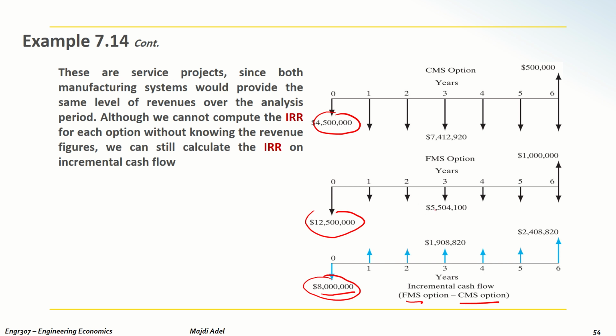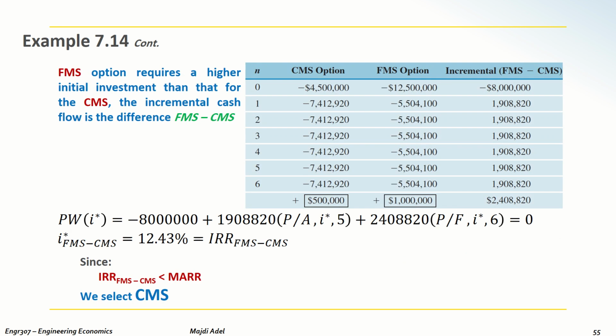And the same for the remaining projects. 5,504,100 minus, by the way, this is minus and this is minus, so it's going to be minus 5,504,100 minus 7,412,920. So the cash flow is going to be positive $1,908,820, and the last year is going to be 1 million minus 5 million, the salvage value. Now this is the incremental cash flow of the FMS minus CMS options.